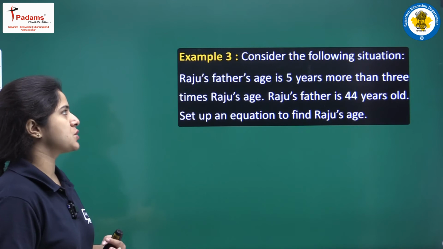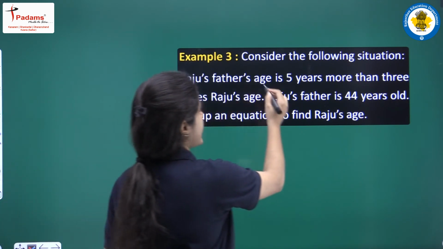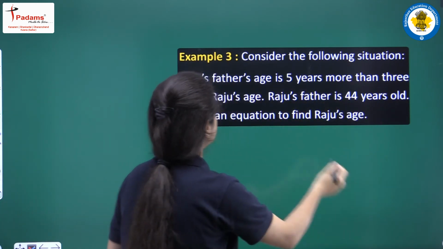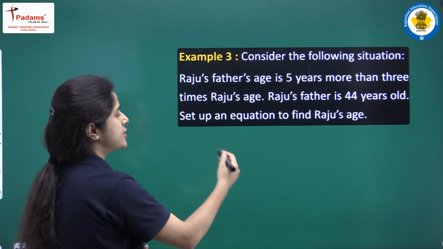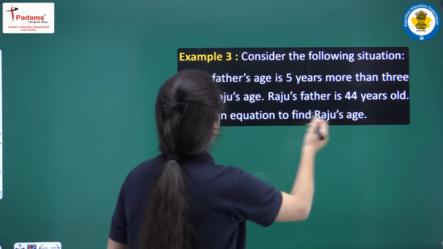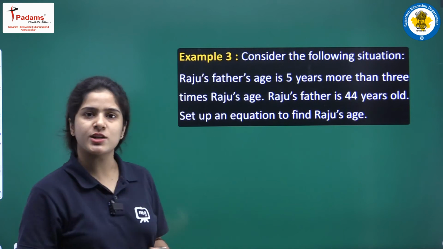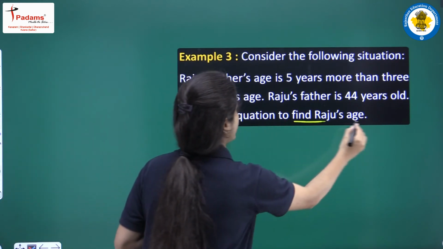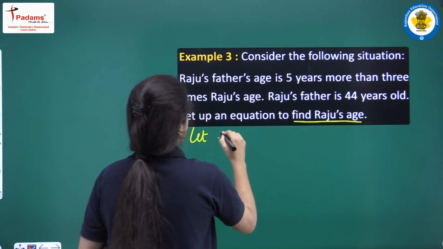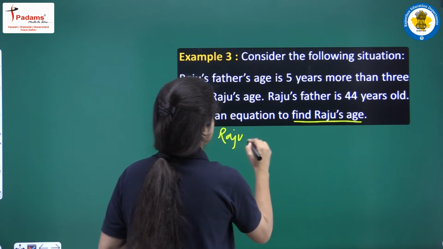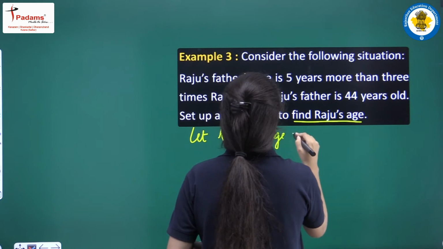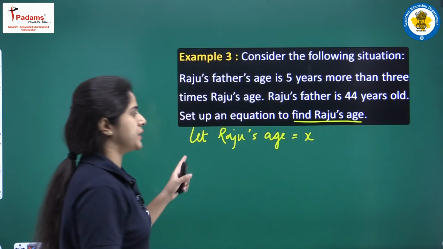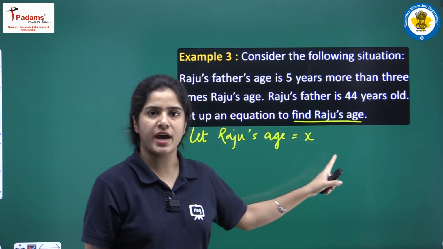Alright students, now the next question, question number 3. Consider the following situation. Raju's father's age is 5 years more than 3 times Raju's age. Raju's father is 44 years old. Set up an equation to find Raju's age. Let Raju's age be x. We are supposing the age of Raju as x.